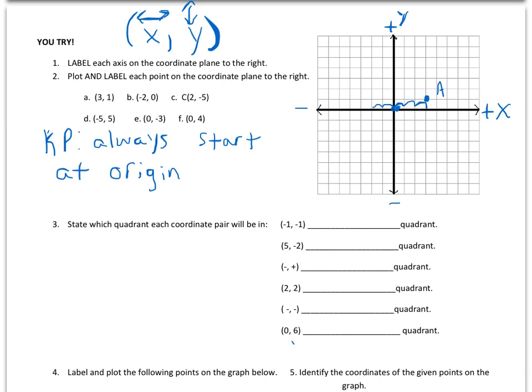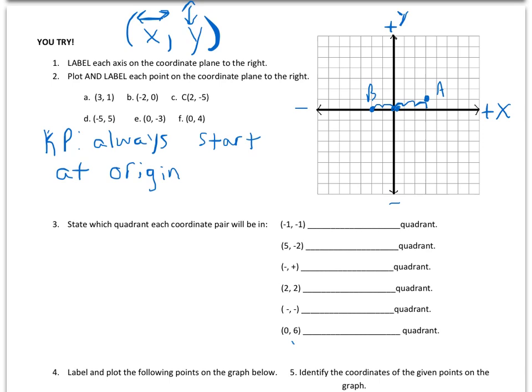So if I have a y of 0, am I going to go up or down? And the answer is neither, right? I'm not moving at all. So I would actually just stay right there, and my point B would be right on the axis. Okay. For C, it's +2, -5.